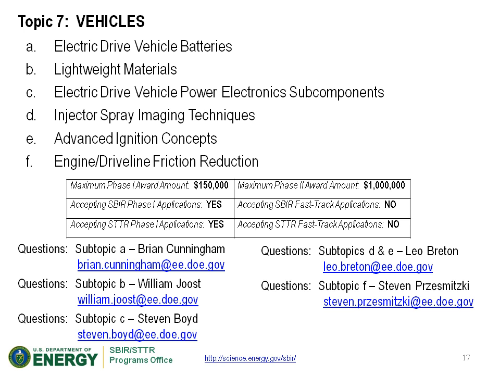Moving on to subtopic D and E, these are both managed by Leo Brenton, and I will also be going over those today. In subtopic D, we're looking at injector spray imaging techniques. So direct injection engine and diesel injector fuel injection spray technologies offer a significant savings in fuel reduction.